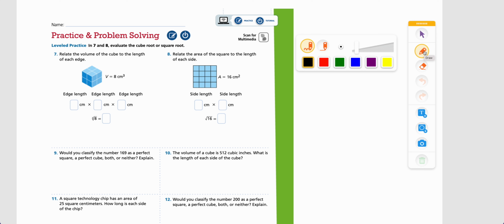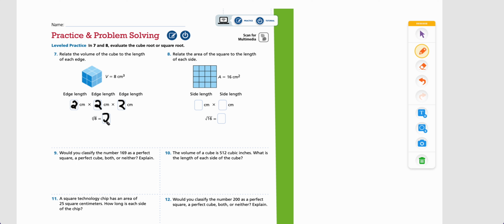Number 7, relate the volume of the cube to the length of each edge. So if you have a cube with a volume of 8 cubic centimeters, how long is each side of the cube? 2. You can see it. It's 2 by 2 by 2. So the cube root of 8 is 2. That was hard. It's making more sense. Good. The pictures help, I think, on some of these.